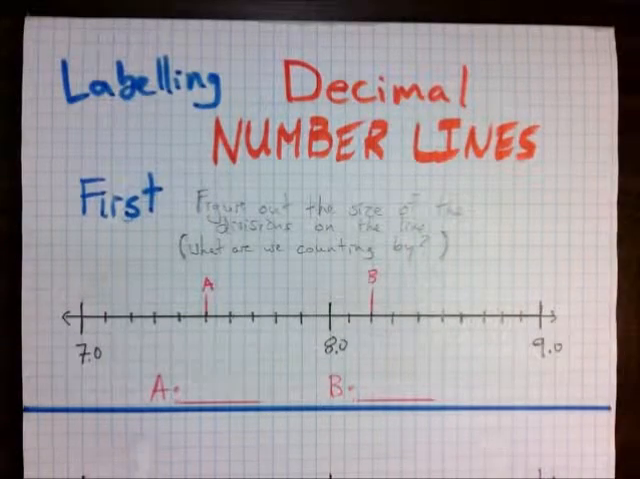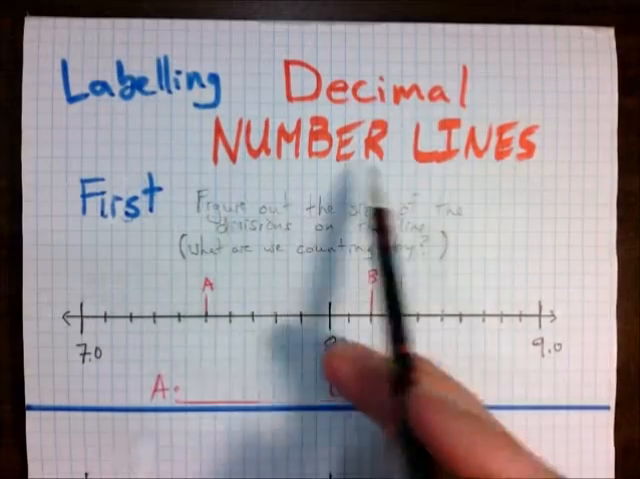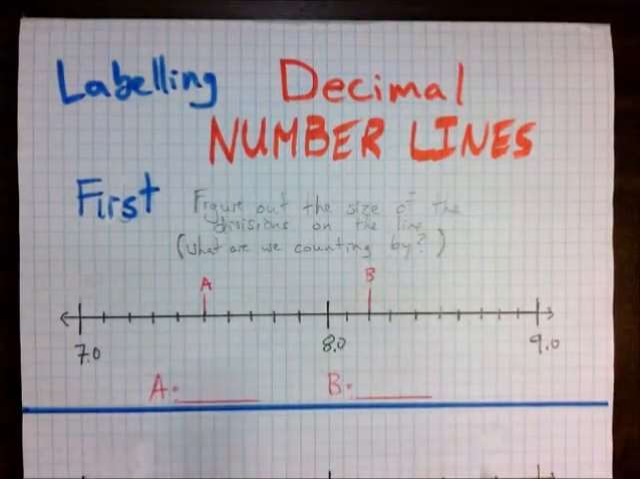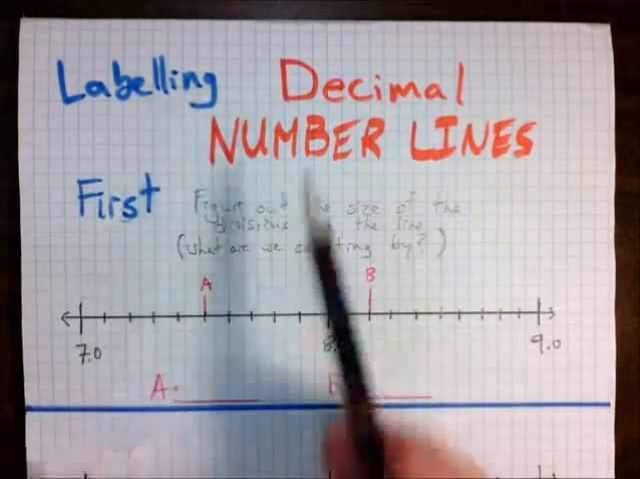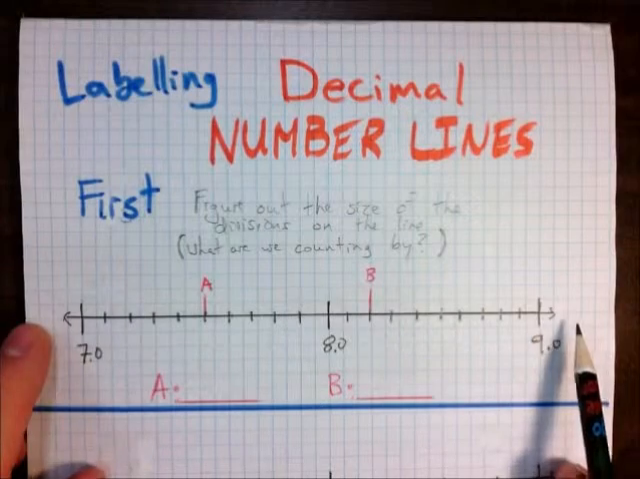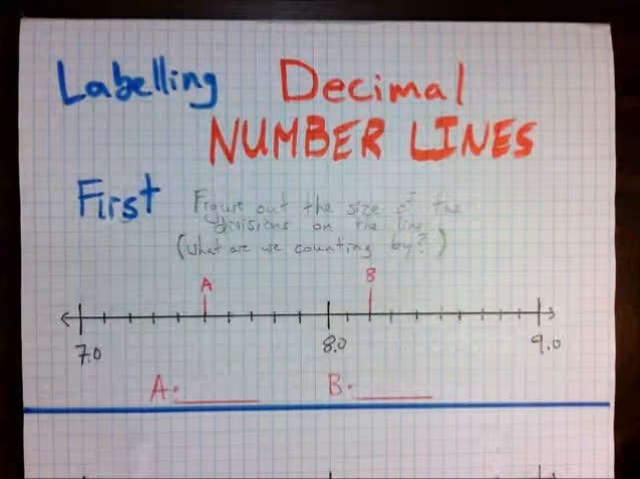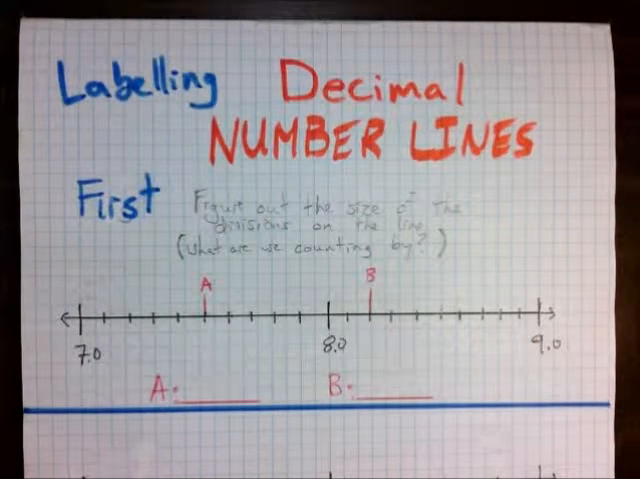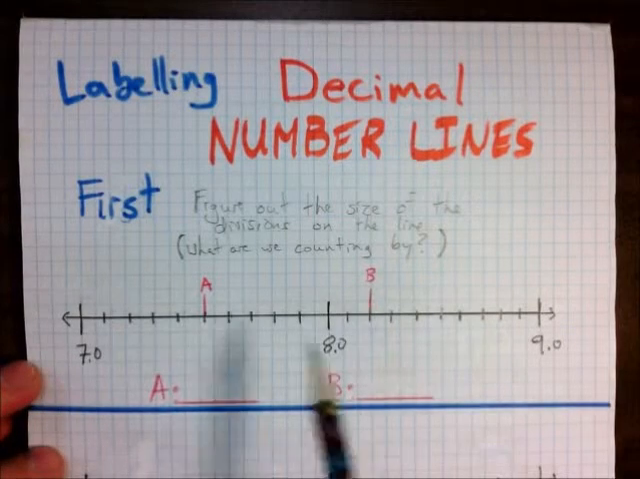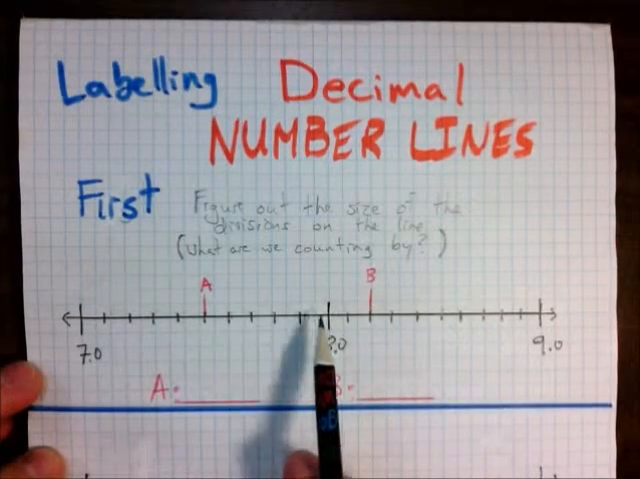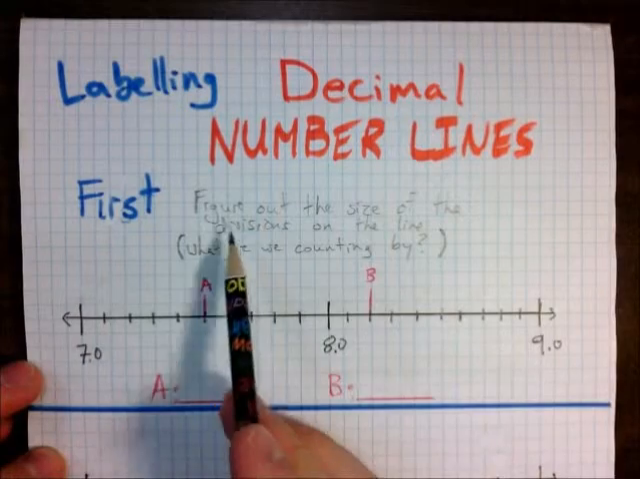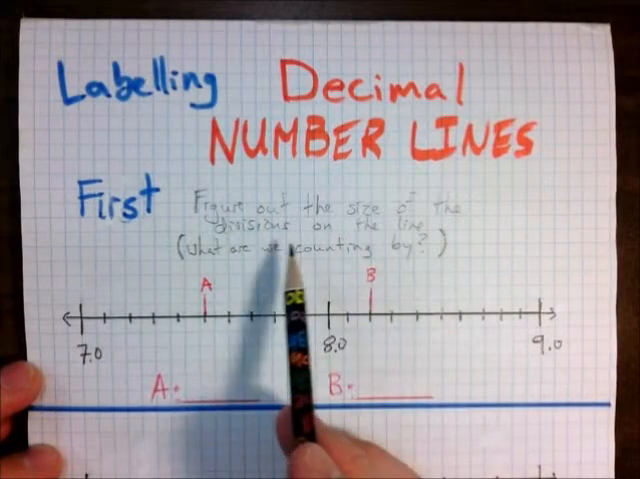Hi, we are still looking at decimal number lines. This time we are labeling lines. So the line is already made for us and we are asked to label it. First thing you have to do, because it's already labeled with all the lines already on it, we have to figure out the size of the divisions on the line.